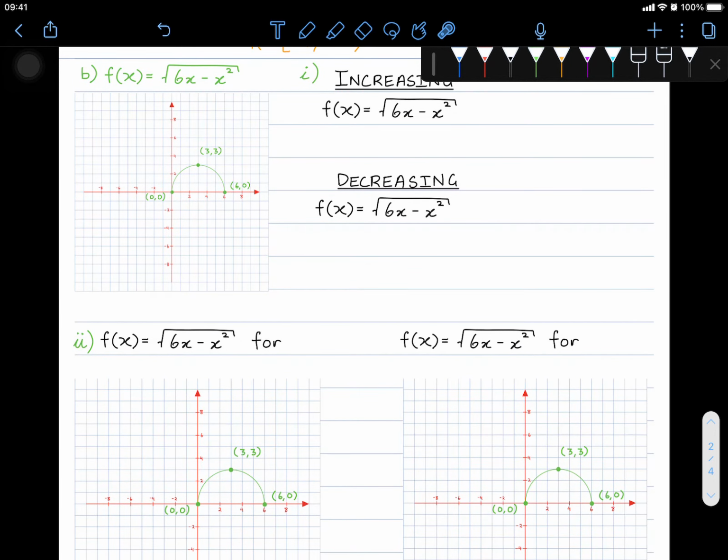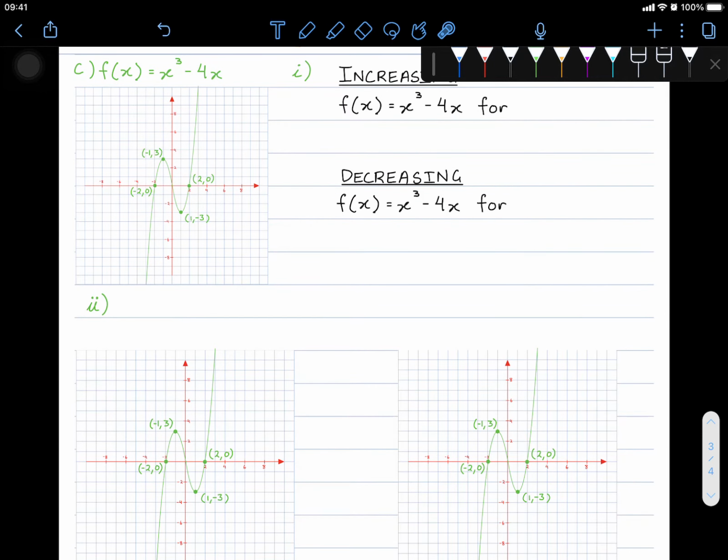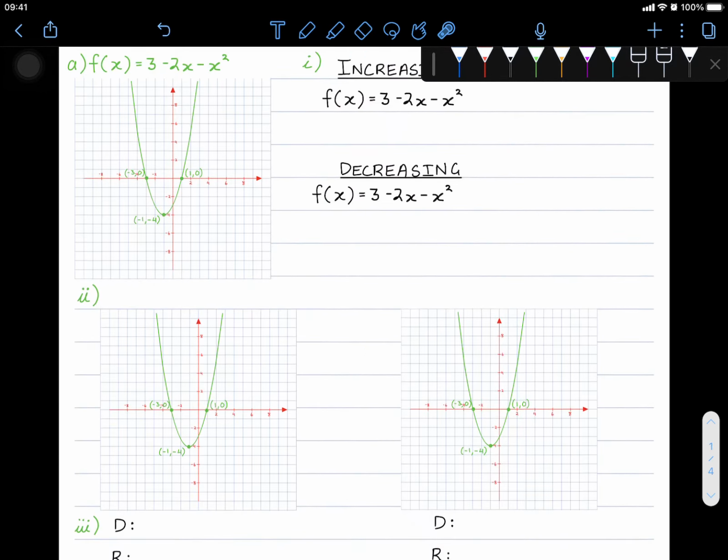So here's the second, and here's the third. Okay, so let's get straight to it.